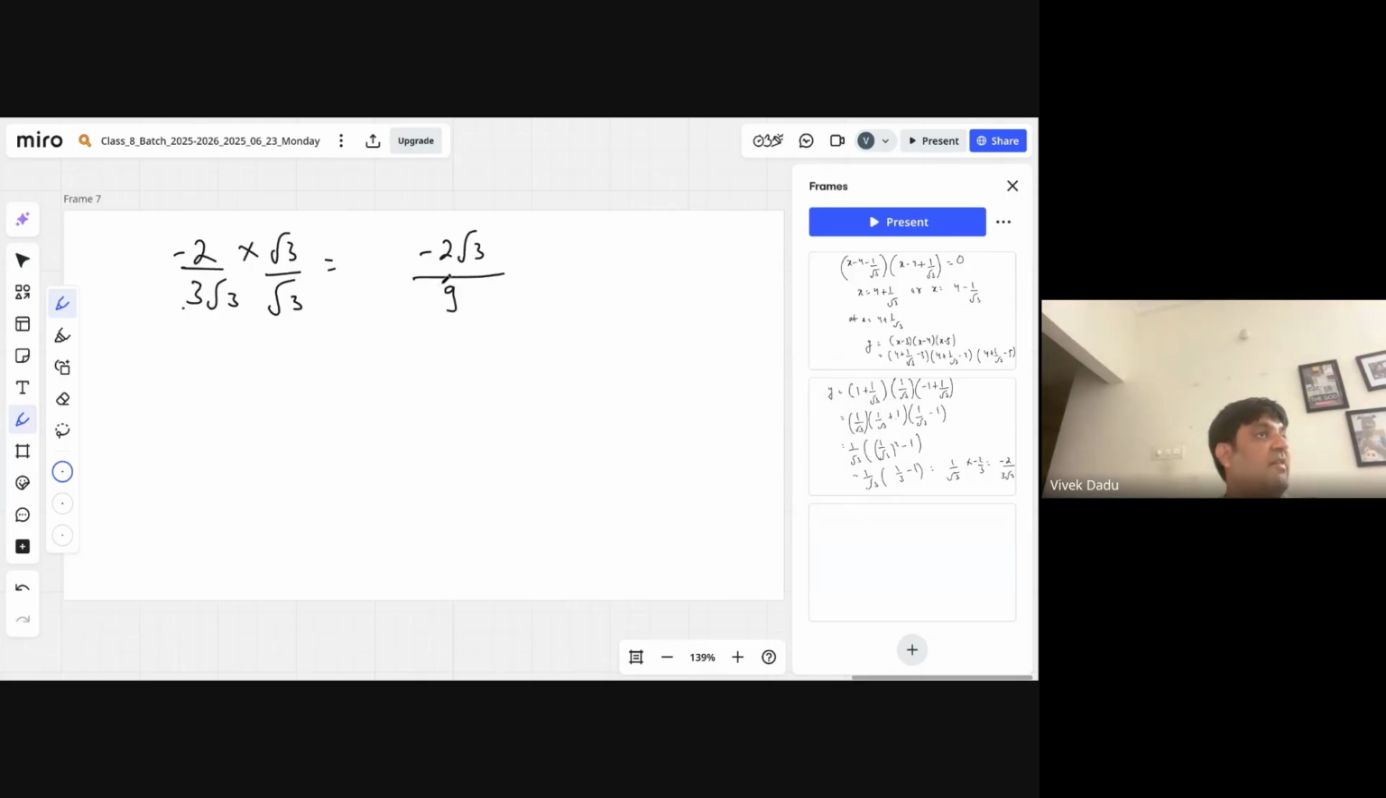This is clear. Why are we doing that? I could have calculated this also, but this would have meant a division: 3 into 1.732, and then a division by a long number is hard. But if I do it this way, I get minus 2 into 1.732 by 9, which is minus 3.464 by 9, which is minus 0.38 something. Okay.